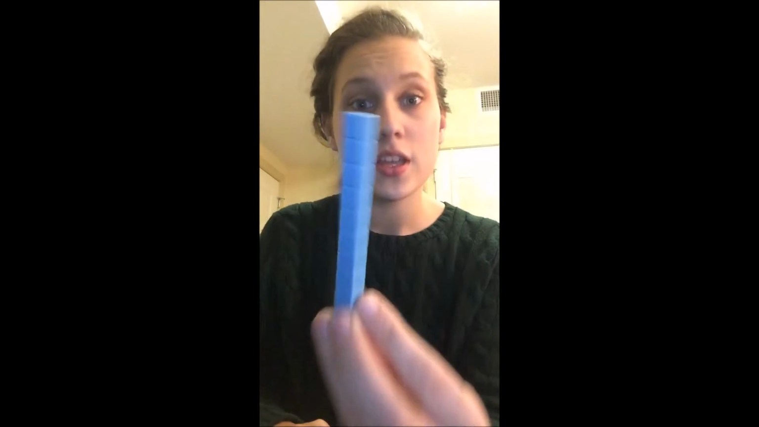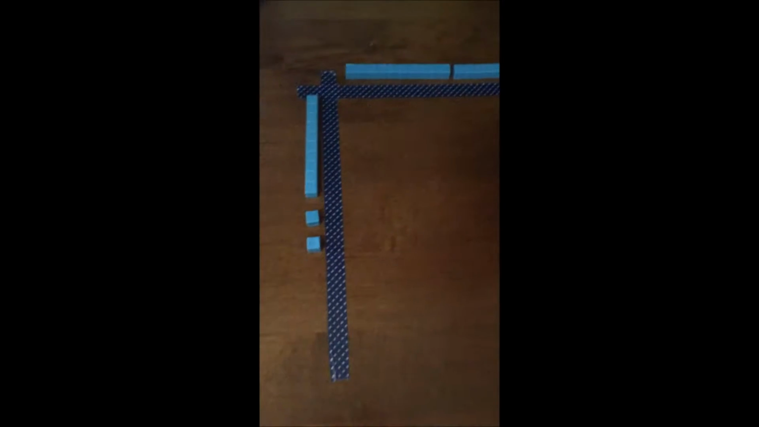We're going to do the same thing, but only for 12. So 10 plus 2 units, just like that. There we go. And it's going to be on the other side. You're going to have your base 10 blocks lined up just like this.